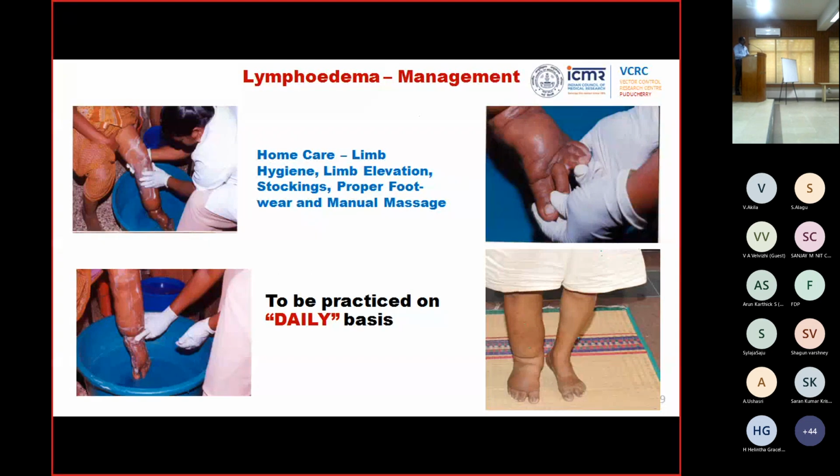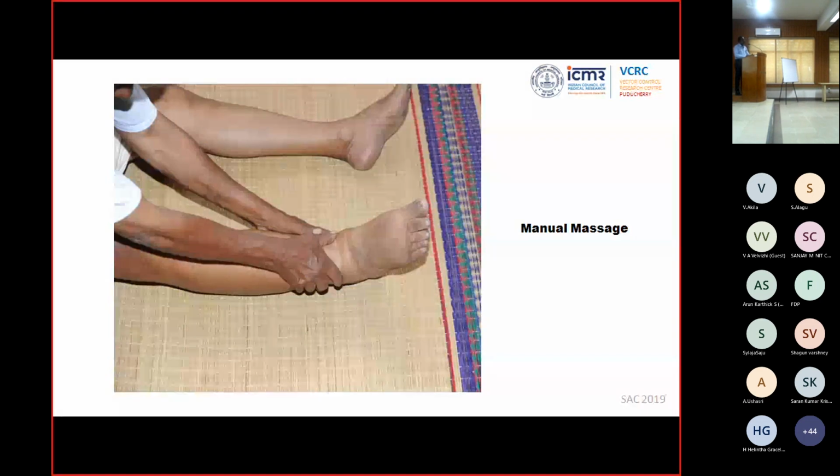So what do we usually advocate to the patient? Keep the limb clean so that the patient will not develop infection. Inspect the limb very frequently so that you find any cracks or other changes, so that no bacteria enter the skin and the patient develops fever and other things. And we also ask the patient to do manual massage. Next slide, please. Manual massage. Every day the patient has to practice the manual massage. So these are the practices the patient has to follow right now.